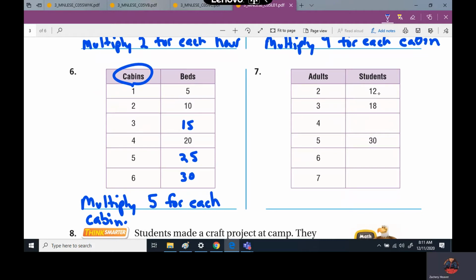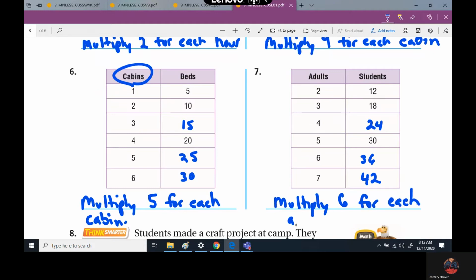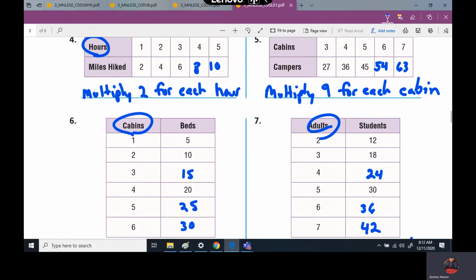How does 2 get to 12? It's times 6. If you can't really guess it before, ask yourself, how does 2 get to 12? 2 times 6. So we're going to go by sixes. 6, 12, 18, 24, 30, 36, 42. So we're going to multiply 6 for each adult. You notice we're using the ones with the smaller numbers.